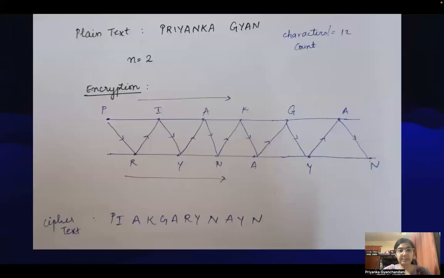So here we will see the example in which I have given this plain text, Priyanka Gyan. Here the character count is 12. N is equal to 2, which is basically the rail count. So there are two rails, one and second. Then I am going to write the characters of Priyanka in a zigzag manner. In that way, the first rail will give the ciphertext PIAKGA, then RYNAYN. So the ciphertext at last I got is this.